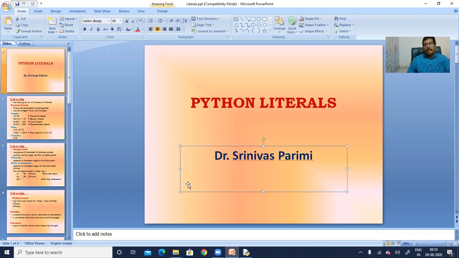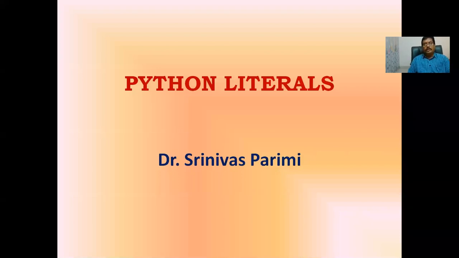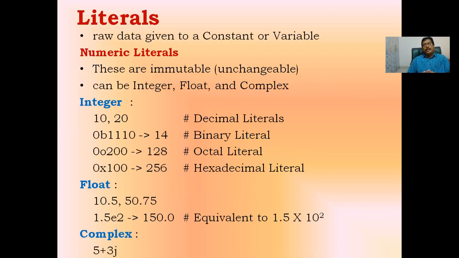What is a literal? A Python literal, like in any language, is a raw data value. A literal is nothing but raw data given to a variable or constant. Any constant or variable is going to hold some data. That raw data is called a literal.